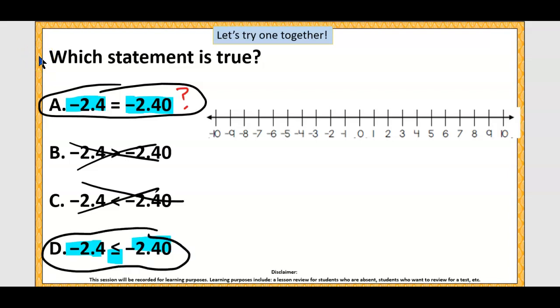So this one is also an answer. But it says which statement is true? Only one. That's because I changed the choices. So I would have to put which statements. Let's just add a little s there. Yeah, I changed the original question a little bit. That's right.